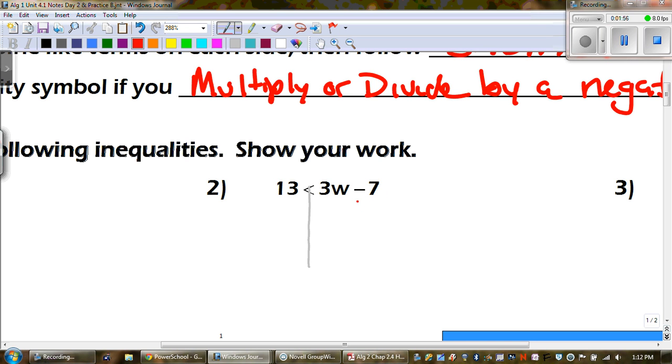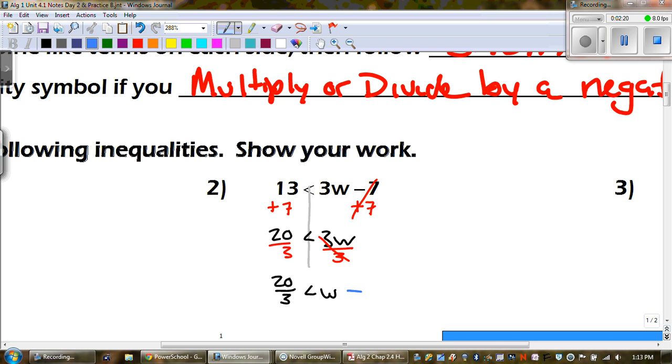So we have to solve for w. W's on the right side. 13 plus 7 is 20. Okay, we still want to get the w by itself, so we're going to divide. And can we reduce 20 over 3? Nope.